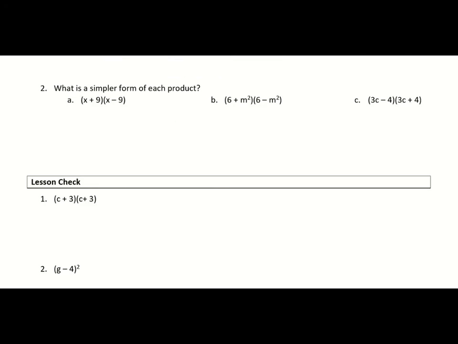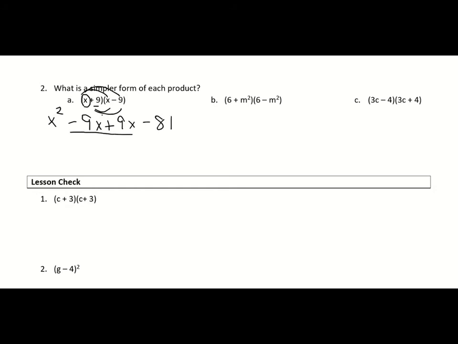Looking at our next problem, we want to multiply x plus 9 times x minus 9. So in order to multiply x plus 9 and x minus 9, I'm going to take everything from the first binomial and multiply with everything in the second binomial. So x times x would give me x squared. X times negative 9 would give me negative 9x. And then multiply 9 with everything. 9 and x would make positive 9x. 9 and negative 9 would make negative 81.